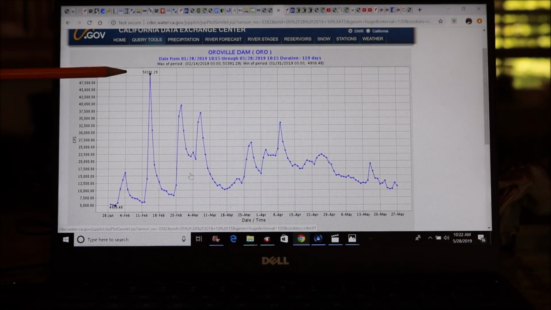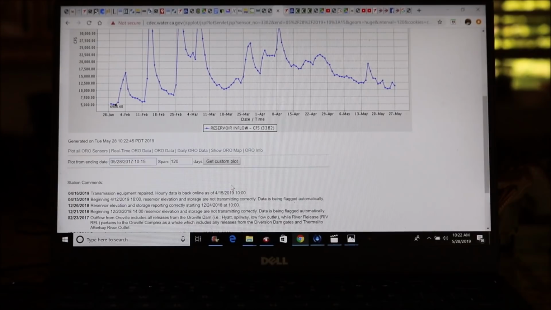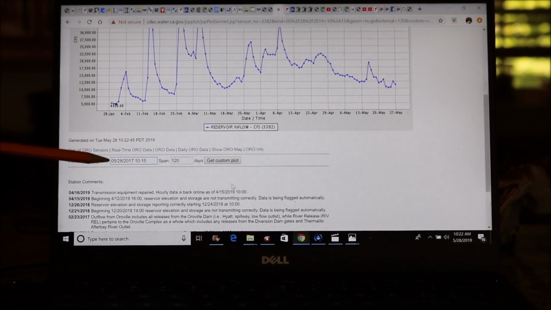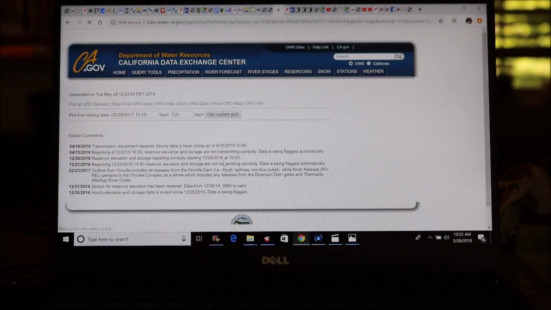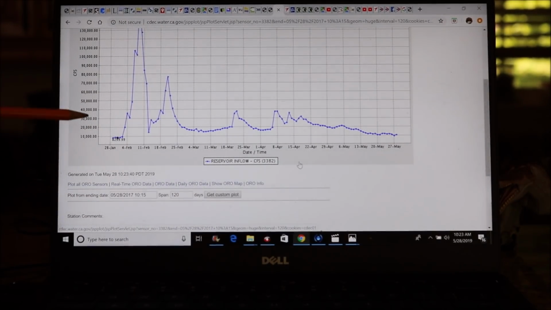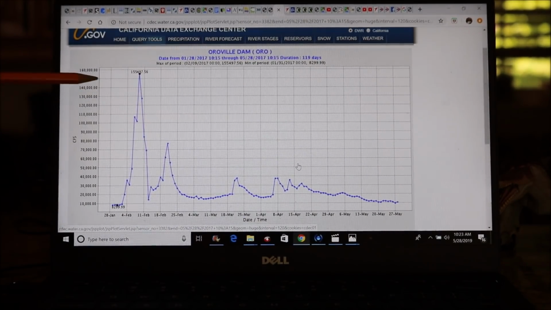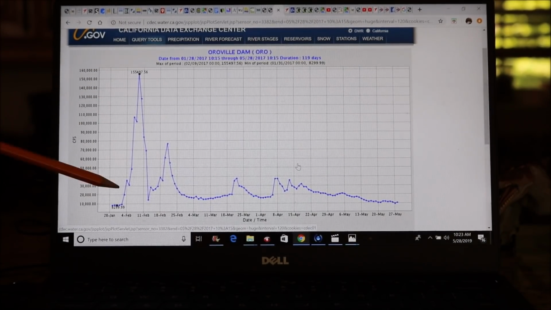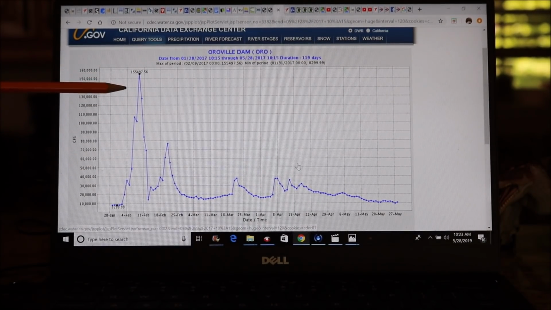Looks like the peak inflow this year was only 50,000 CFS. Remember when the spillway broke, the peak inflow was, well, let's go take a look. Down in this field here, you can put in a date to get historical data. And here we are looking back at 2017. Peak inflow, which coincided right about the time the spillway failed, over 150,000 CFS. Those are huge numbers.